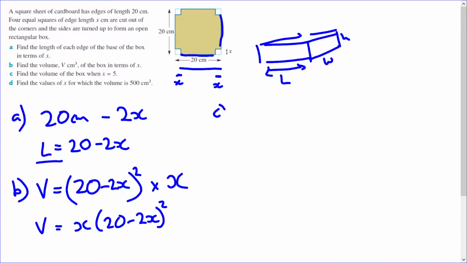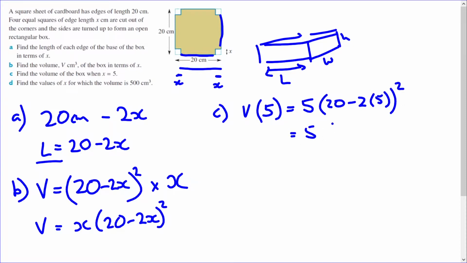Part C is asking us to find the volume when x is 5. So we can use that same formula we just found, but when x equals 5. So we'd have 5 multiplied by (20 minus 2 lots of 5) all squared, which is 5 times 10 squared. So our volume would be 500 centimeters cubed.